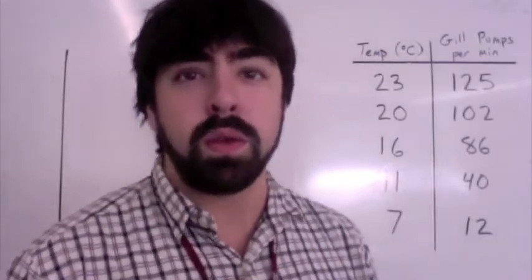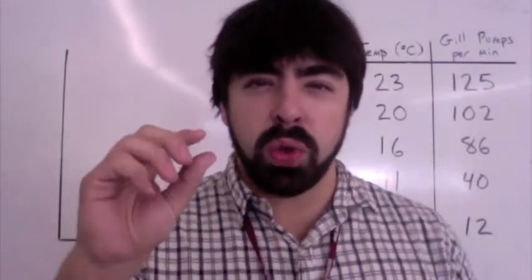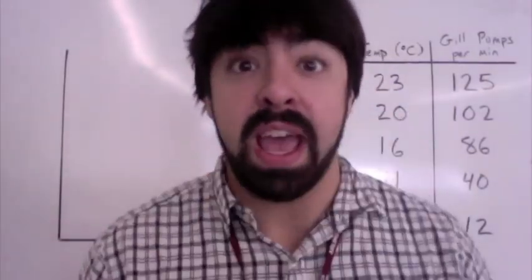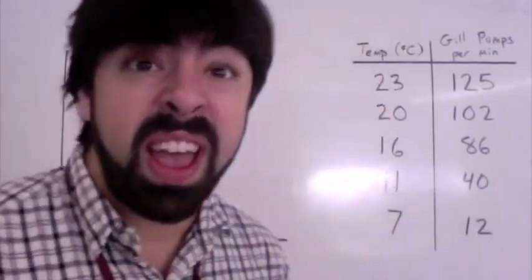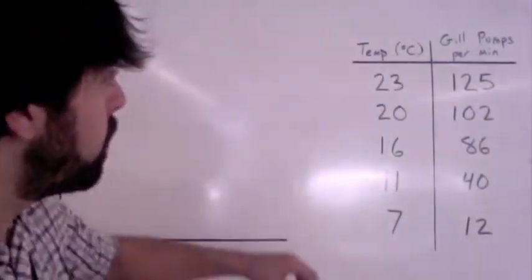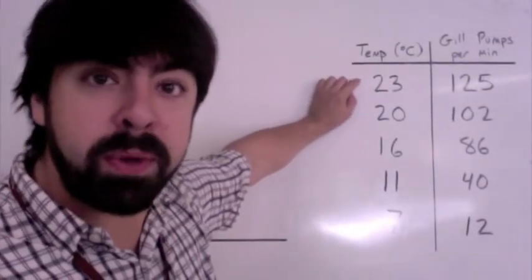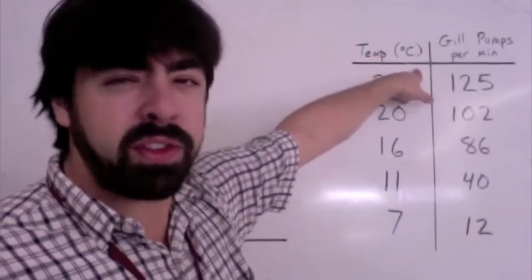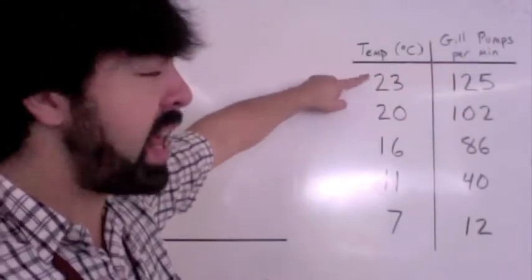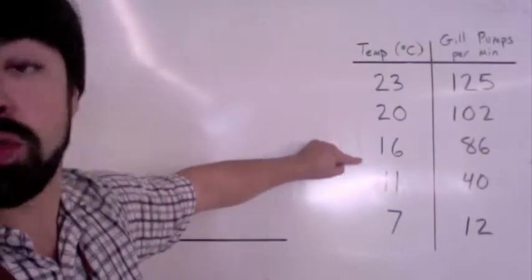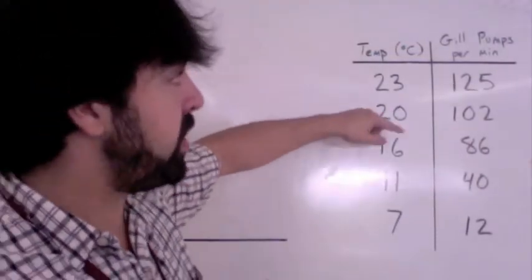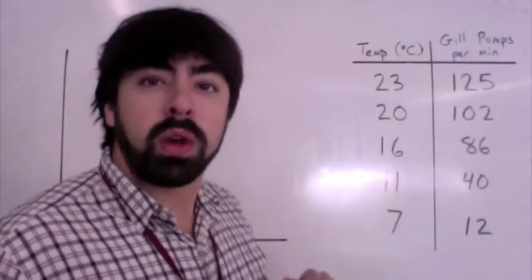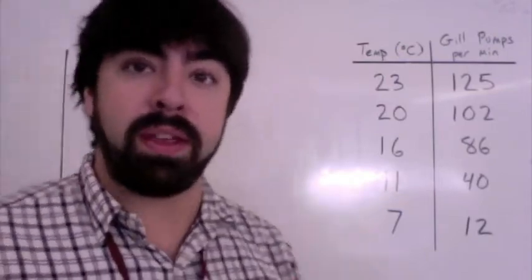So what I decided to do with my experiment was slowly change the temperature and count how many times the gills of the fish pump every minute. After doing that, this is what I got. I started at about room temperature, which is in degrees Celsius, and we'll talk more about that later in the year. But for now, this is just data that you can see. I slowly dropped and dropped the temperature, and what I saw was that the gill pumps changed as I did that. So we're going to make a graph based on this data.